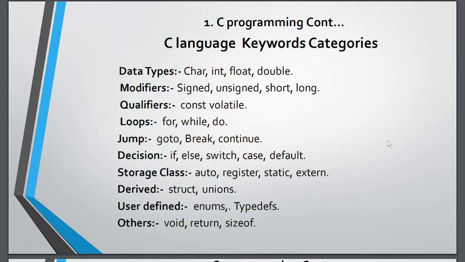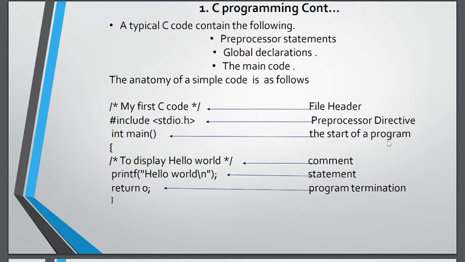C language keyword categories include the data types, the modifiers, qualifiers, loops, jumps, decisions, classes, derived, user-defined, and other functions. A typical C code contains the following: the preprocessor statements, the global declaration, and finally the main code. As shown below, this is a simple code having the header files, the directive, the start of the program, comment statement, and program termination.